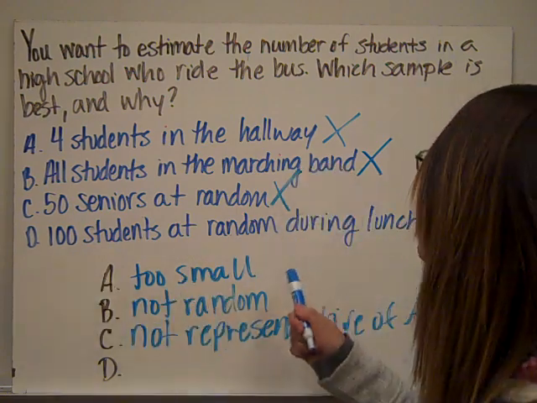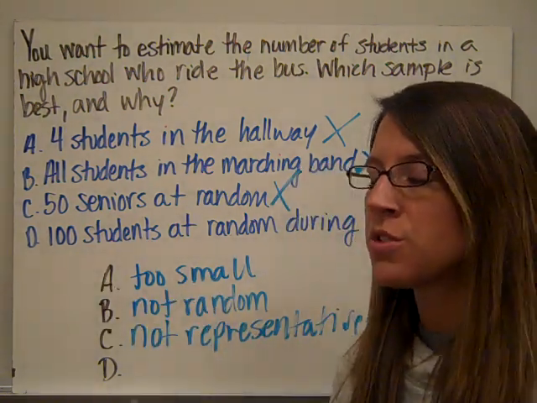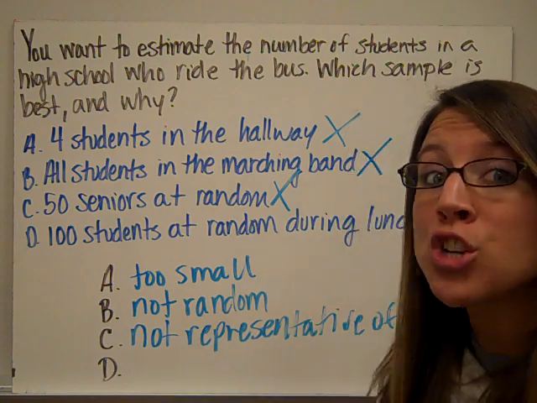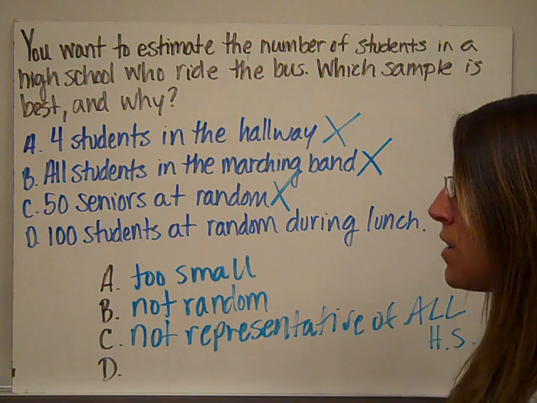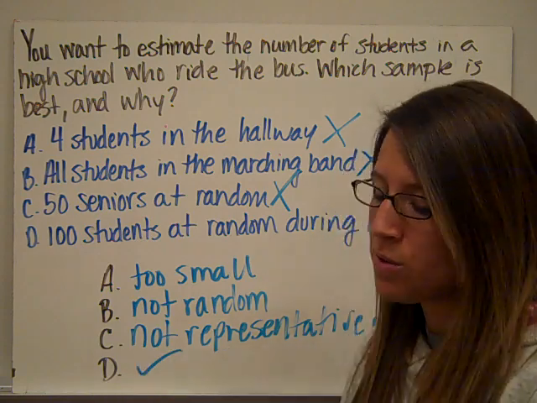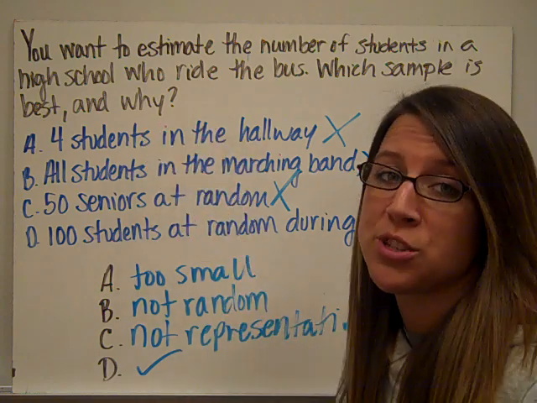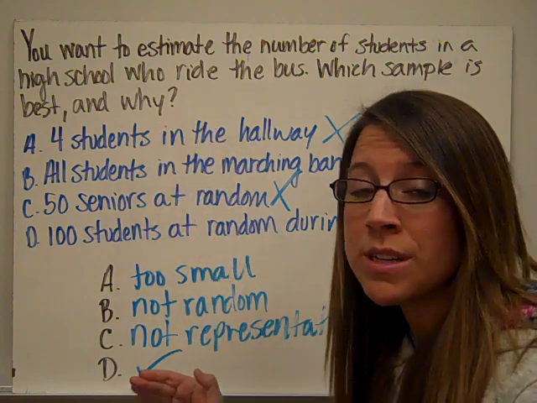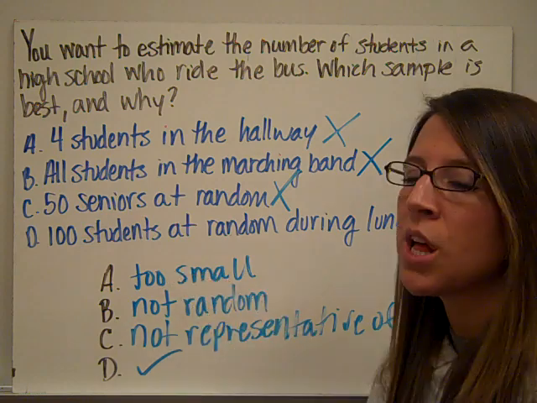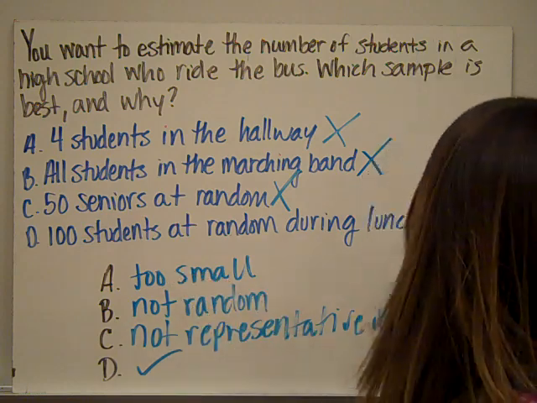But 100 students at random during lunch. All students go to lunch. 100 of those students, that's a large sample. It's at random. So yes, that is why. It's all 3 of those things. So of the 4 opportunities to sample students, the choice D, 100 at random during lunch, is probably your best bet.